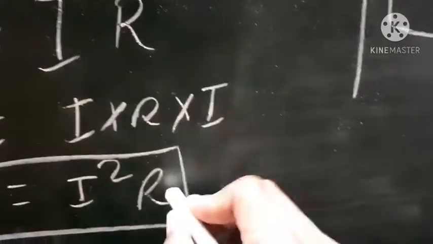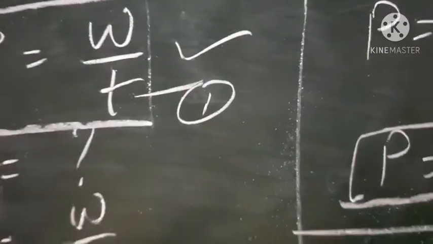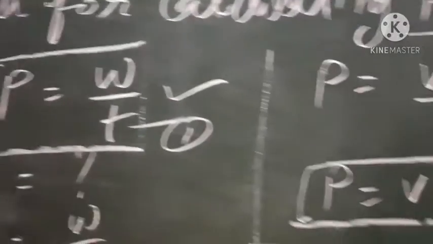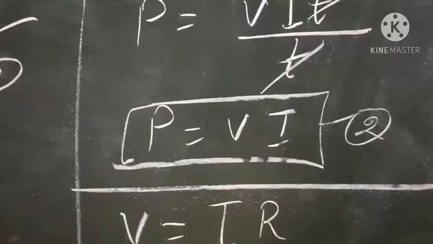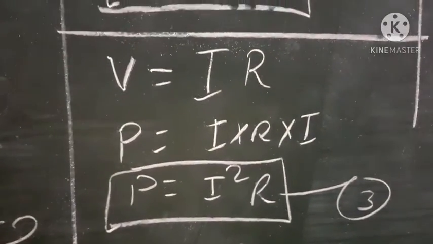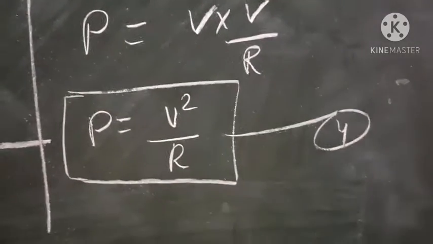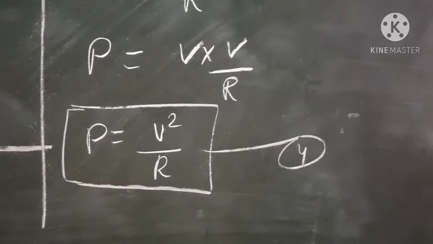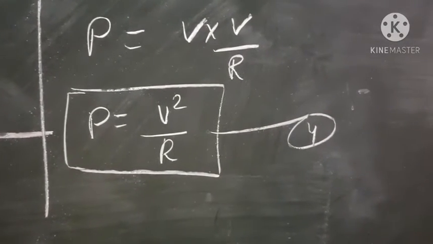The first formula of power is work done upon time, the second formula is V into I, potential difference into current, the third formula is I square R, and the fourth formula is V square by R. So these are the formulas for calculating power. From here, we proceed towards the next topic, that is electric energy.